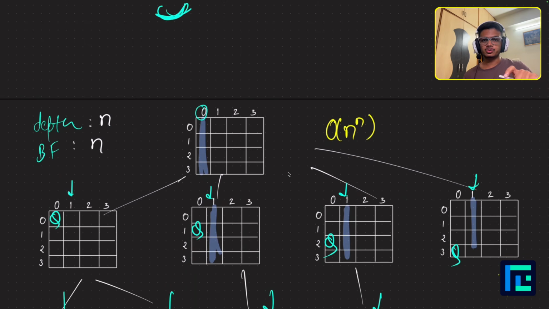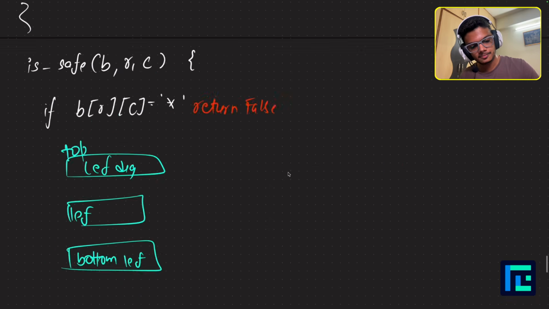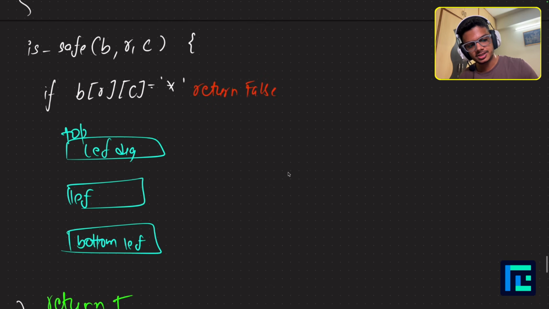You just try to place a queen and you call our isSafe function, right? So this isSafe function you call, what is the time complexity here? This is just a constant time operation.